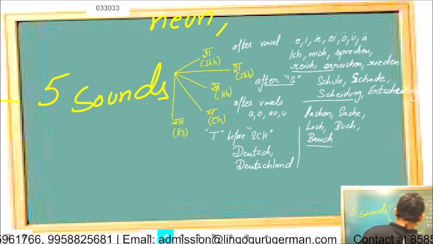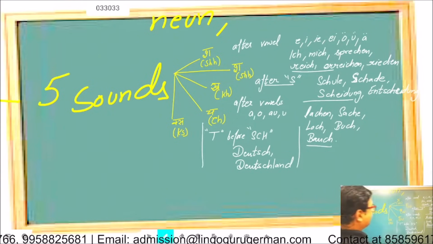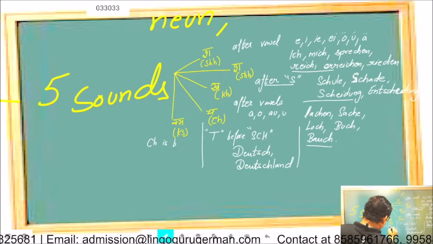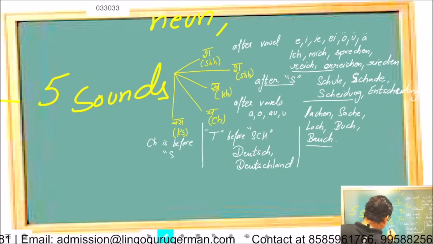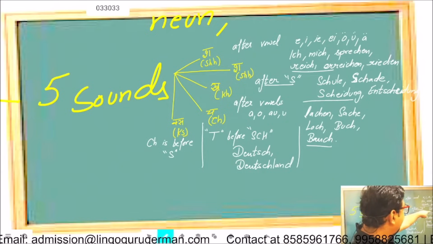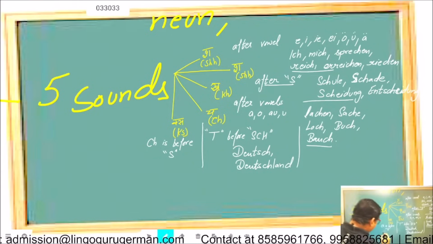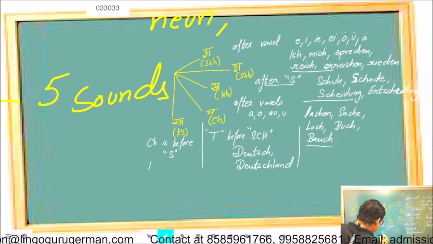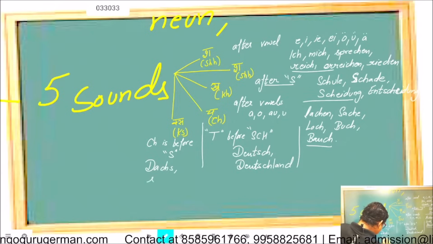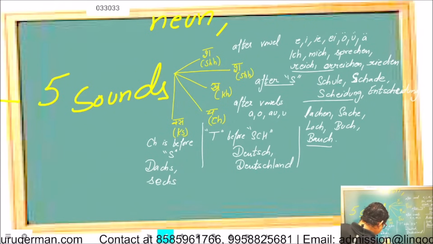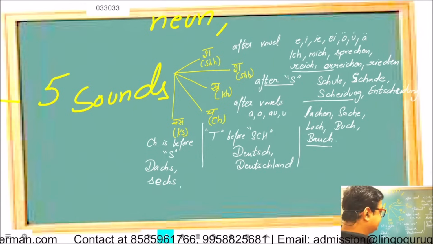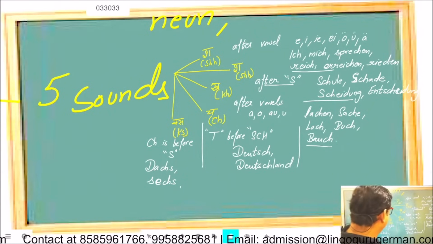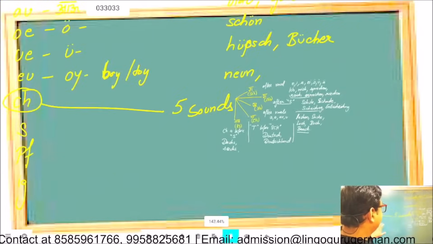The fourth sound: when is CH going to be pronounced as X? When CH is before S. When S is before CH, the sound is going to be Schule. When CH is before S, it is going to be X. For example, Dachs, Sechs. So these are the five important sounds of CH we have in German.